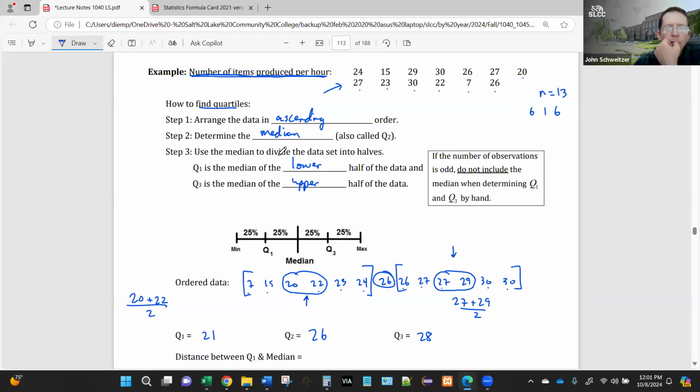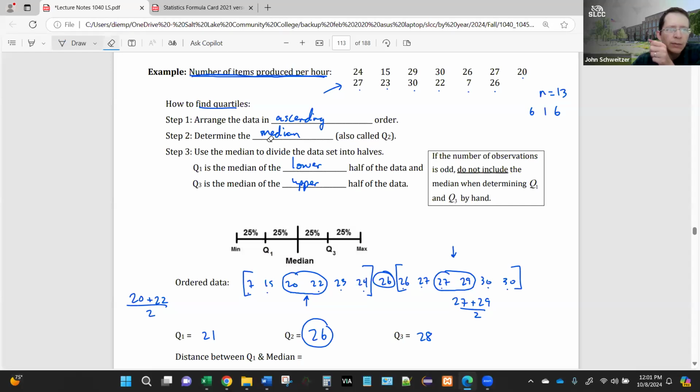Okay, so why do we care? Well, it gives us a nice segmentation for the data set. It tells us the middle of the data set. So, if I'm looking at this and I have to tell you what an average number of parts produced per hour is, what's kind of a typical production like for this factory or this plant, I would say about 26 items per hour. And that's what the median tells us.